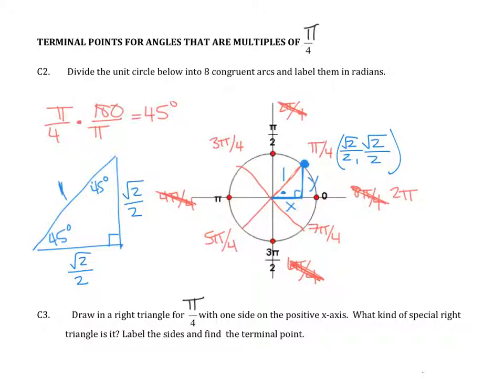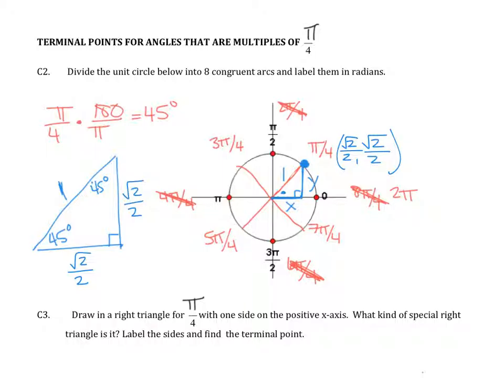That's how you're doing that. So, problem C3 basically said, draw in a right triangle with pi over 4 for one side on the positive. What kind of special right triangle is it? Oh yeah, 45, 45, 90. Label the sides of it. We did that. Find the terminal point. That's root 2 over 2 and root 2 over 2.